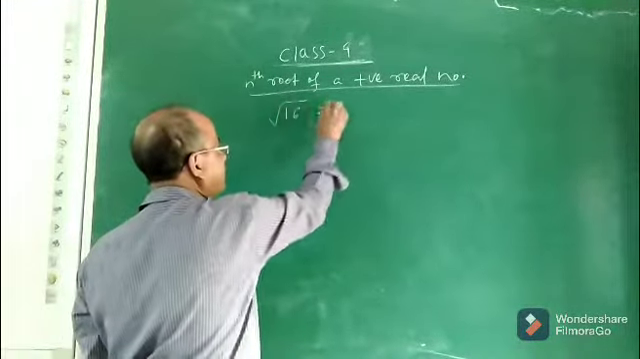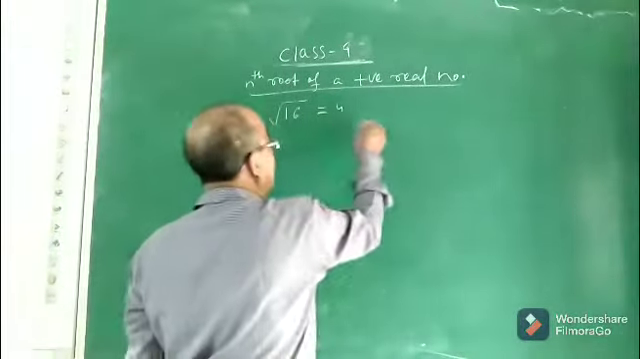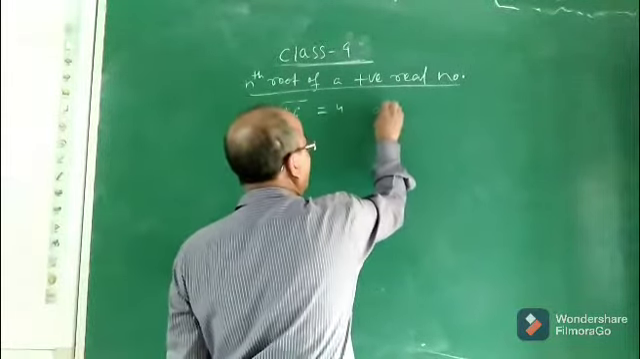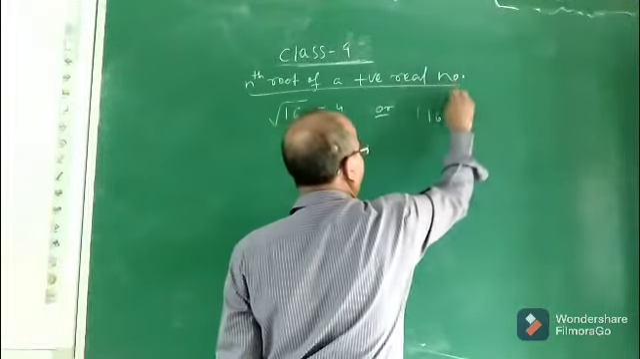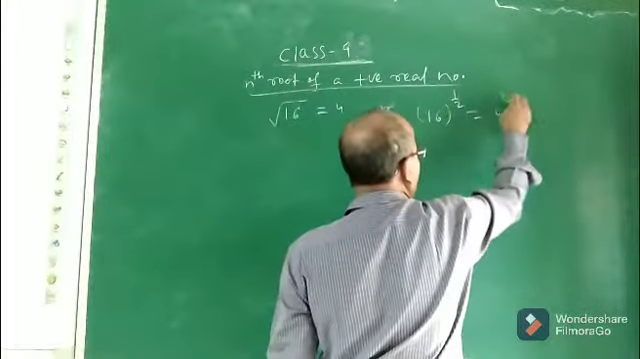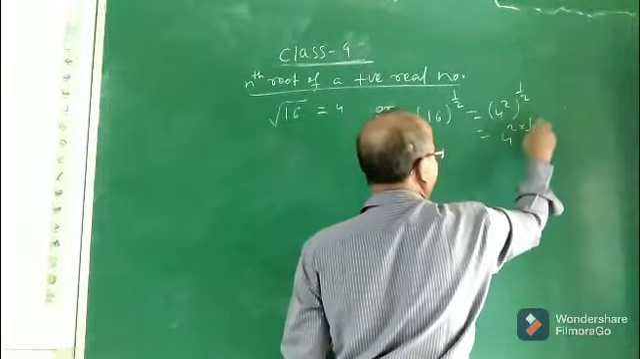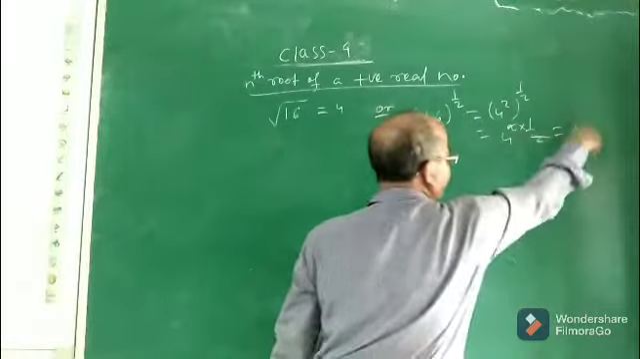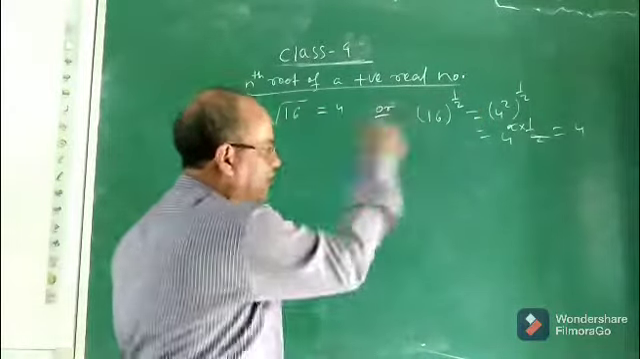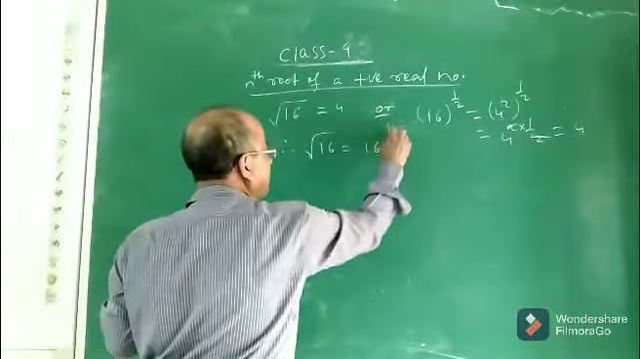Suppose if I ask you what is the square root of 16, you can easily answer, it will be 4. Now if I ask you what is the value of 16 to the power 1 by 2, again you see how to evaluate this. 16 means 4 to the power 2, and the power is 1 by 2. So this is 4 to the power 2 into 1 by 2. Using the law of exponent, the answer is again 4. So square root of 16 is 4 and 16 to the power 1 by 2 is also 4. That means we can write root 16 equal to 16 to the power 1 by 2.